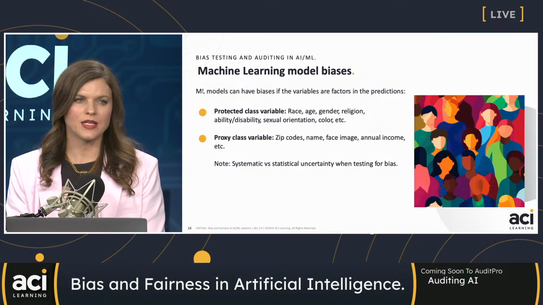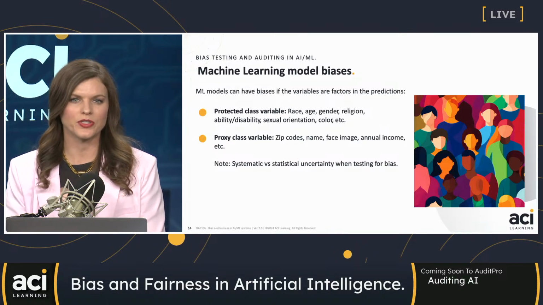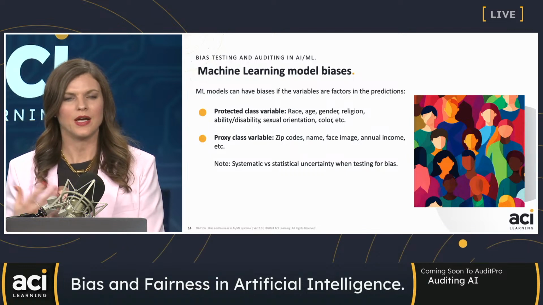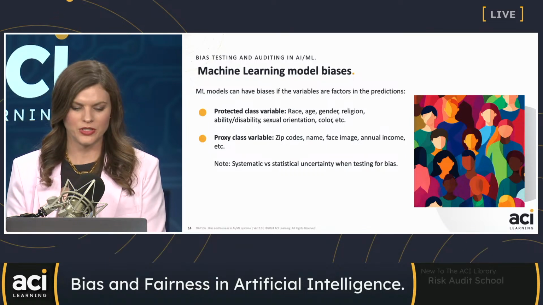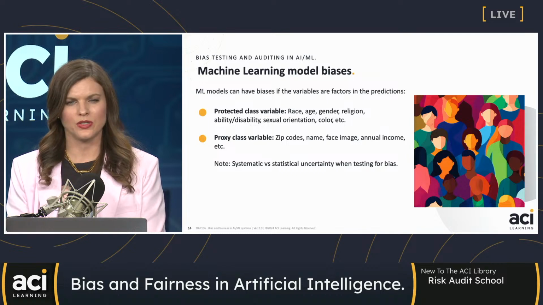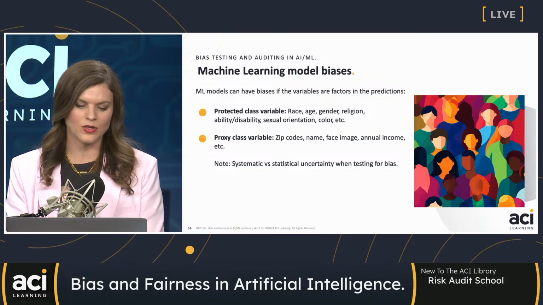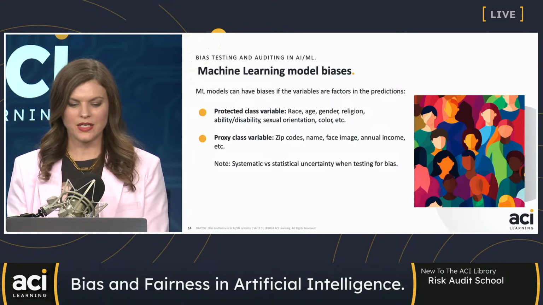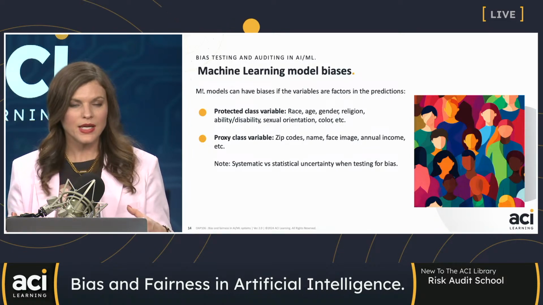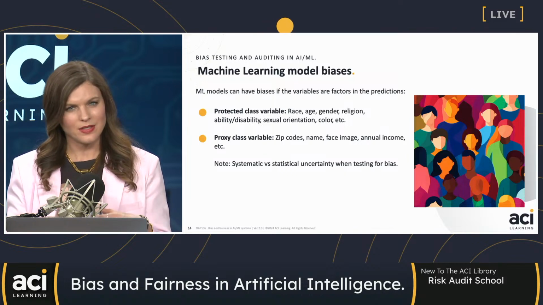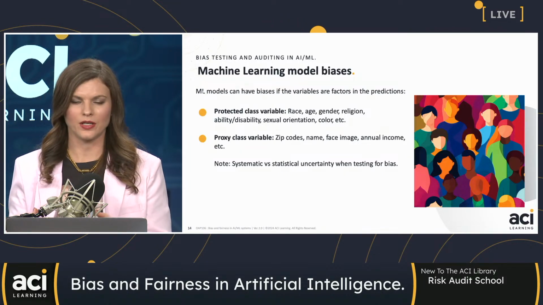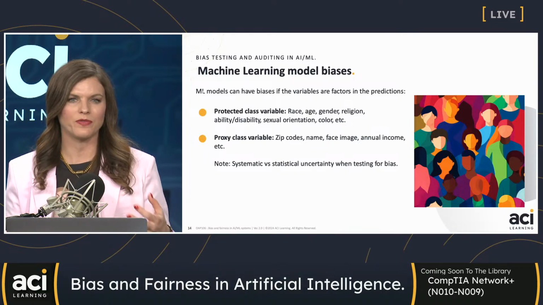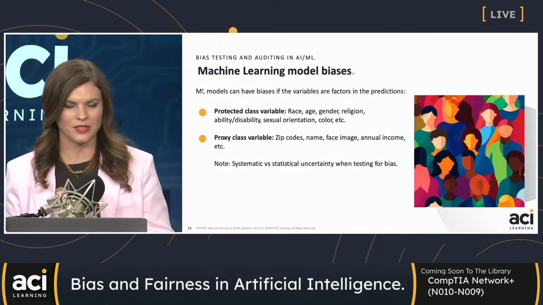And the other one is a variable that is a proxy variable. There's other names for this, and you may have heard it referenced in other ways, but proxy variables are things like zip code, names, or facial images. It's also good to note that there's systemic and statistical uncertainty. Systemic biases need to be identified, and they can be mitigated because they are made within the system. But statistical biases are a natural part of the model prediction, and they can only be managed through proper validation techniques or auditing, as we've been talking about.